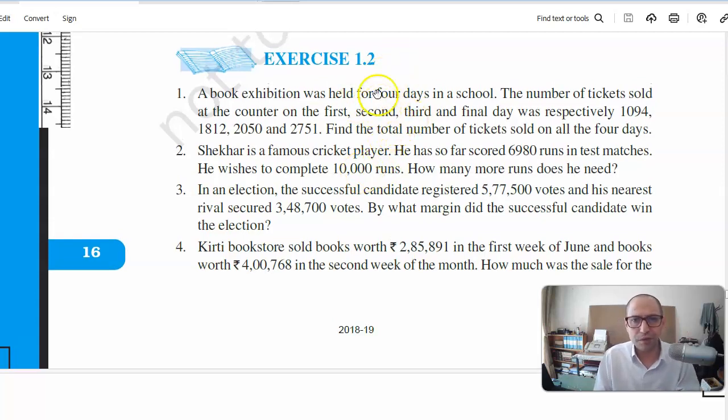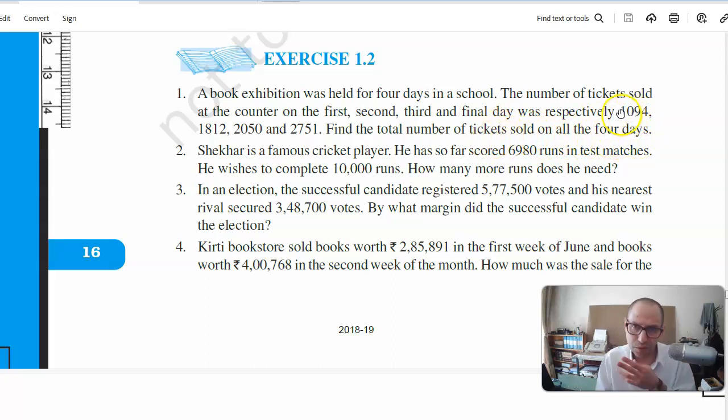So we have exercise 1.2. Number one: a book exhibition was held for 4 days in a school. The number of tickets sold at the counter on the first, second, third, and final day was respectively 1,094, 1,812, 2,050, and 2,751. Find the total number of tickets sold on all the 4 days.